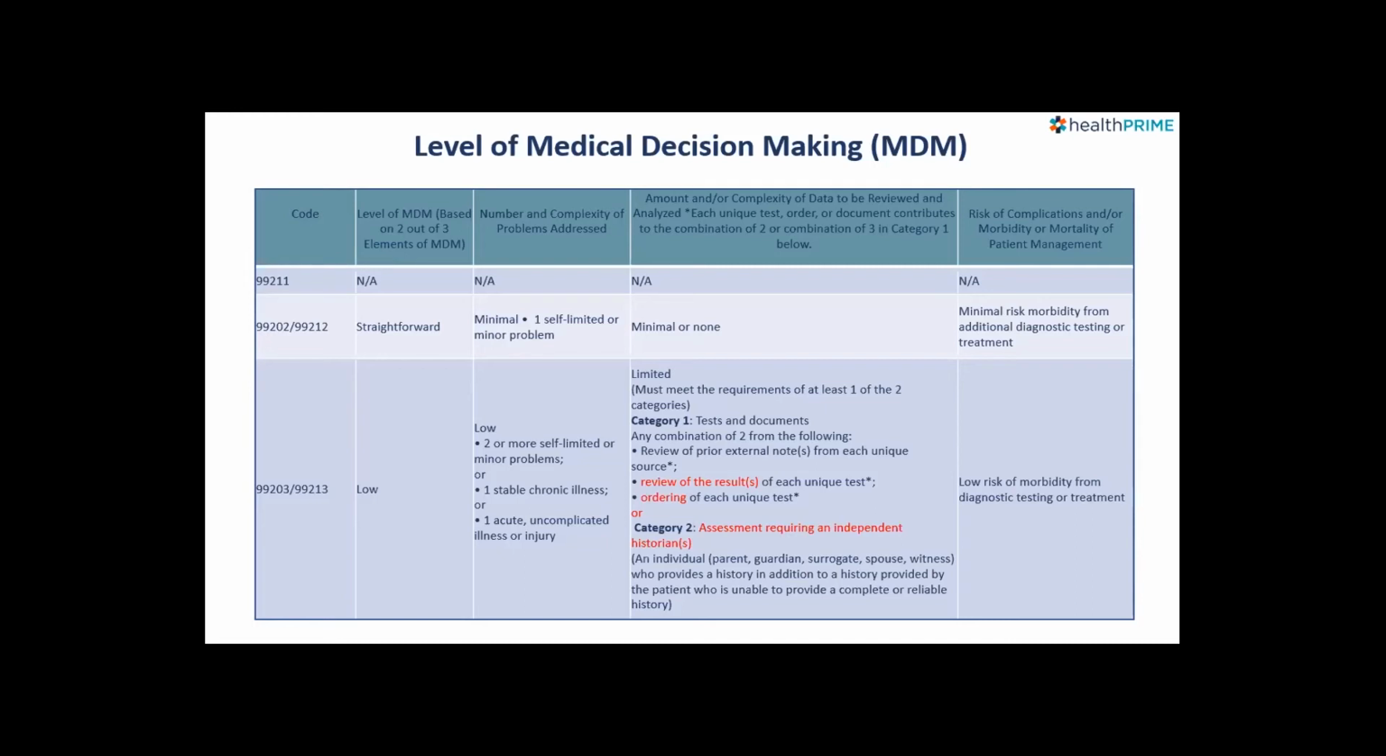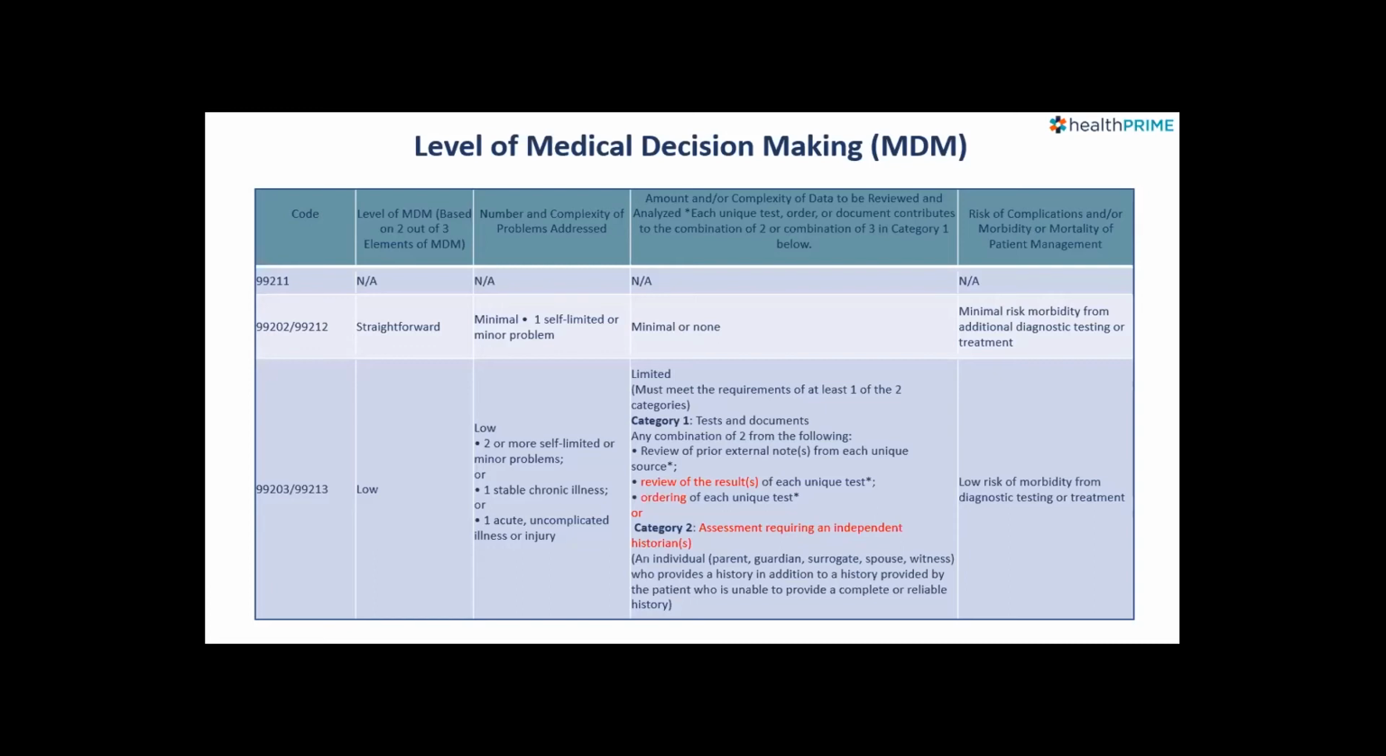For level 3 visit, everything remains the same. Medical decision making needs to be of low complexity, the problem point remains the same, the risk remains the same, and we see the major changes happening for the amount and the complexity of the data to be reviewed and analyzed, and that needs to be documented.